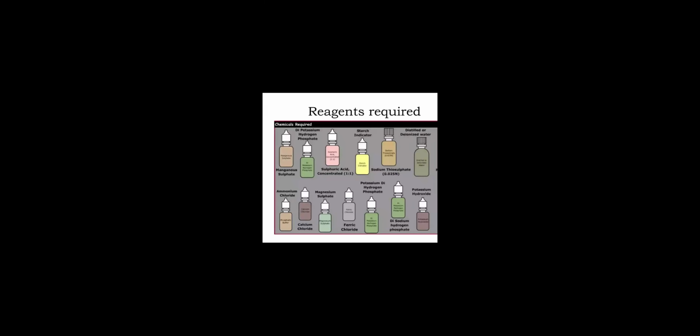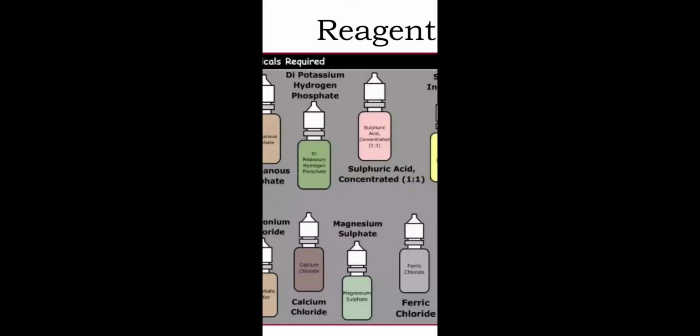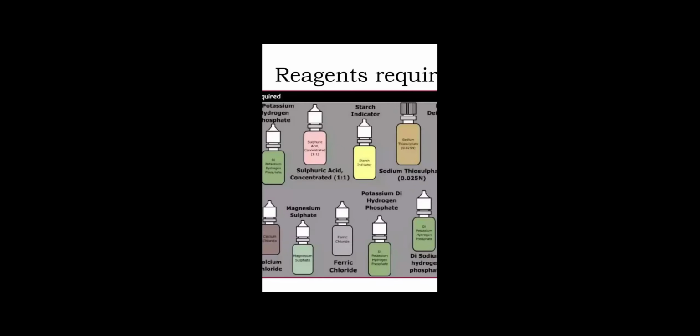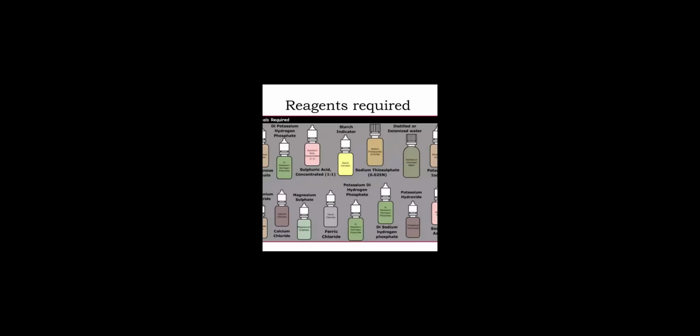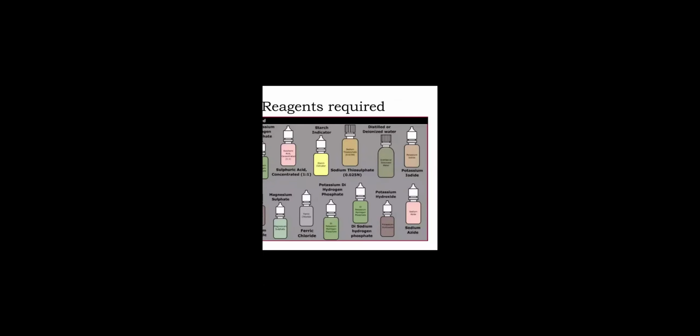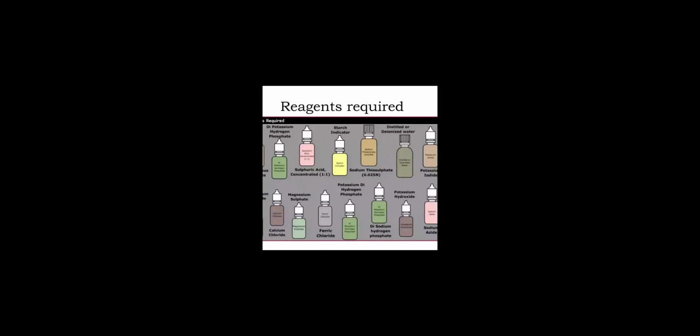Chemicals required: dipotassium hydrogen phosphate, starch indicator, distilled water, deionized water, manganese sulfate, that's MnSO4, sulfuric acid, starch indicator, sodium thiosulfate, distilled deionized water, potassium iodide, ammonium chloride, calcium chloride, magnesium sulfate, ferric chloride, potassium dihydrogen phosphate. They are the chemical reagents. Potassium hydroxide.